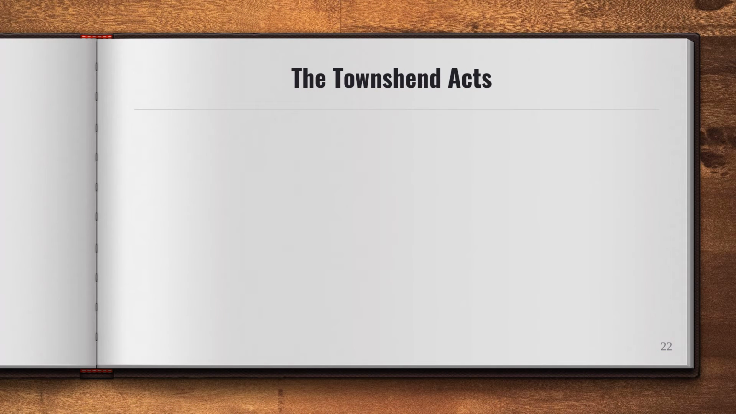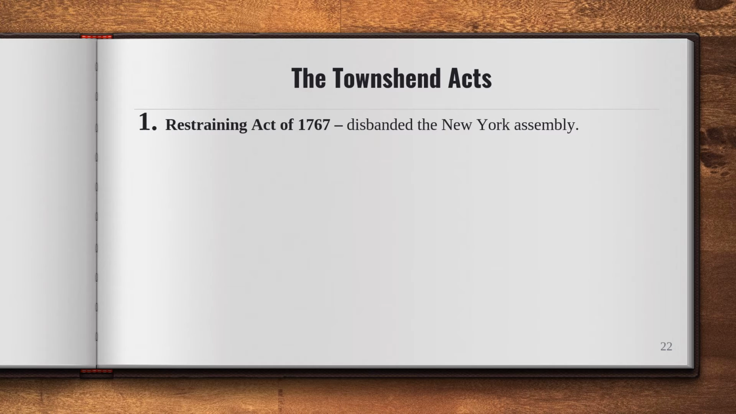The following are the Townshend Acts. First is the Restraining Act of 1767, which disbanded the New York Assembly. He did this able to deal with unruly New York Assembly kasi nga they don't want to pay the supplies for the garrison of British soldiers na gina-require sa Quartering Act.